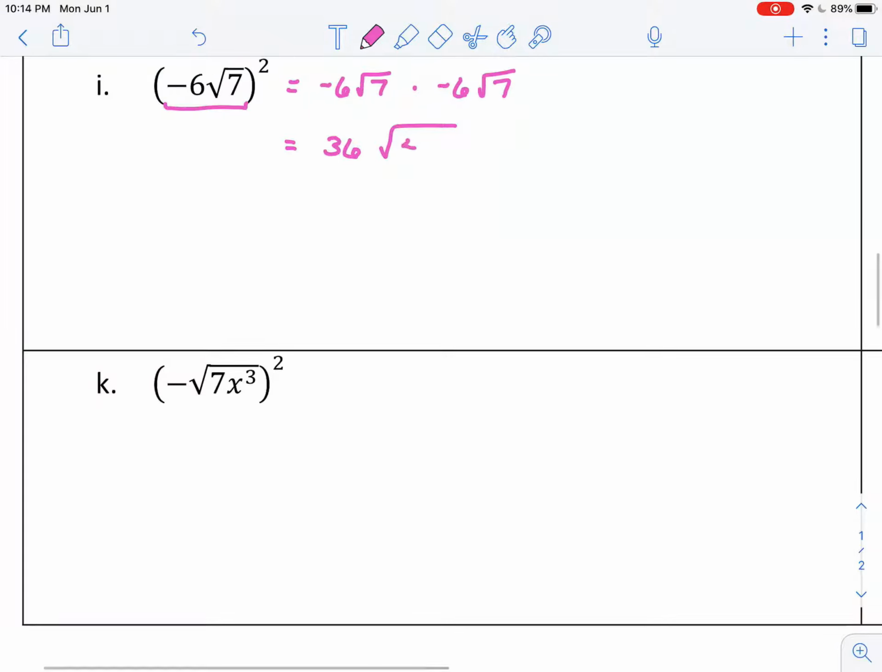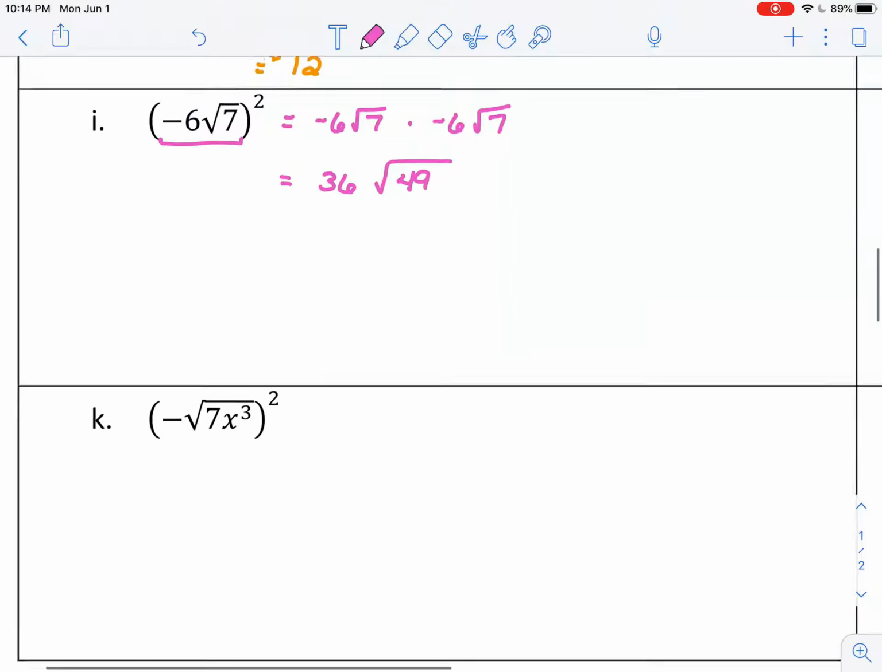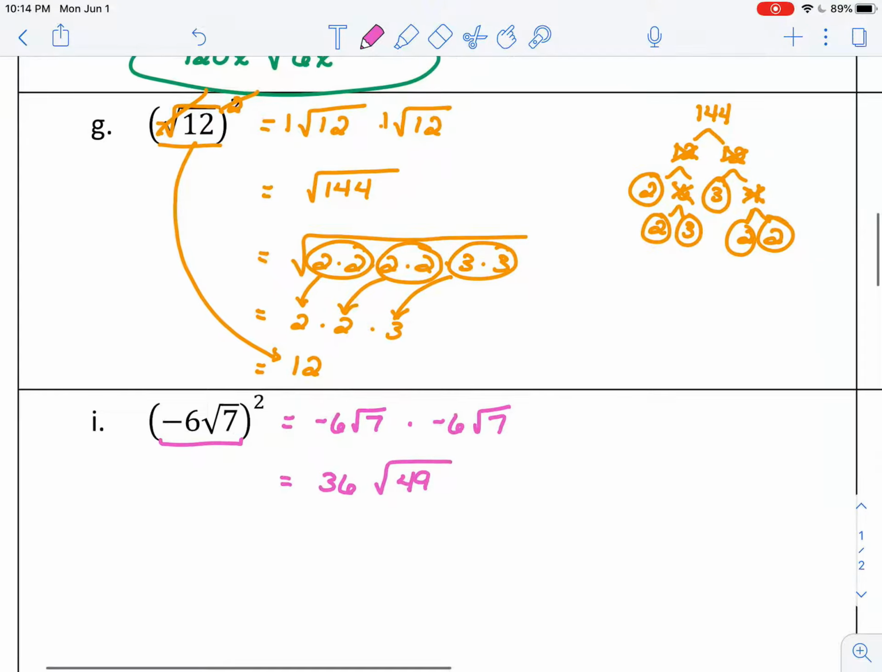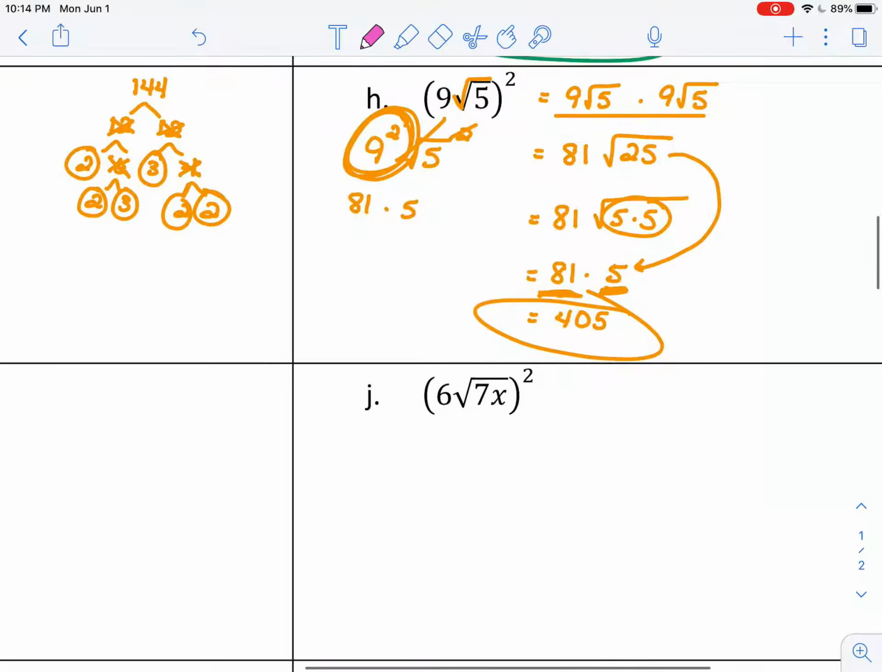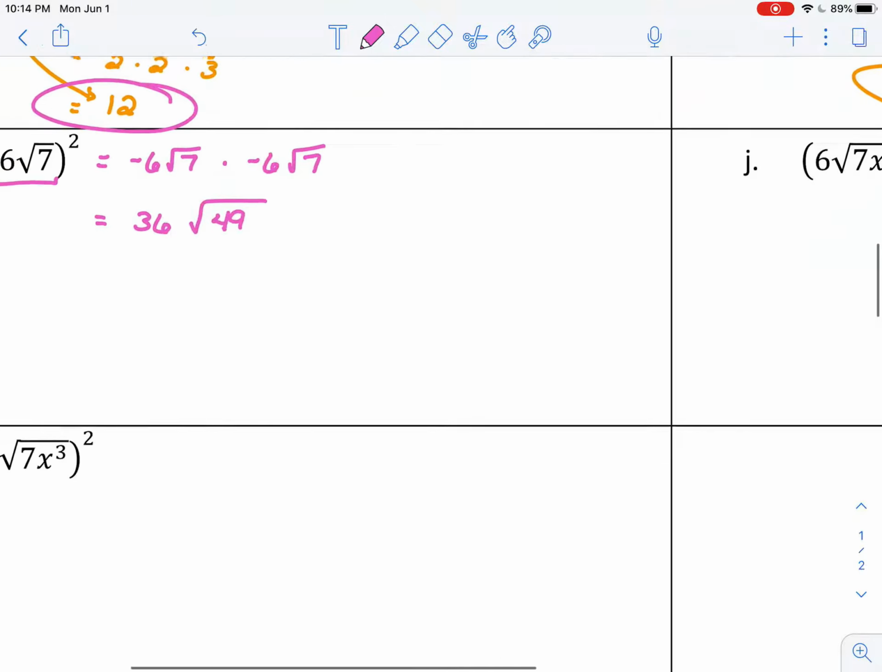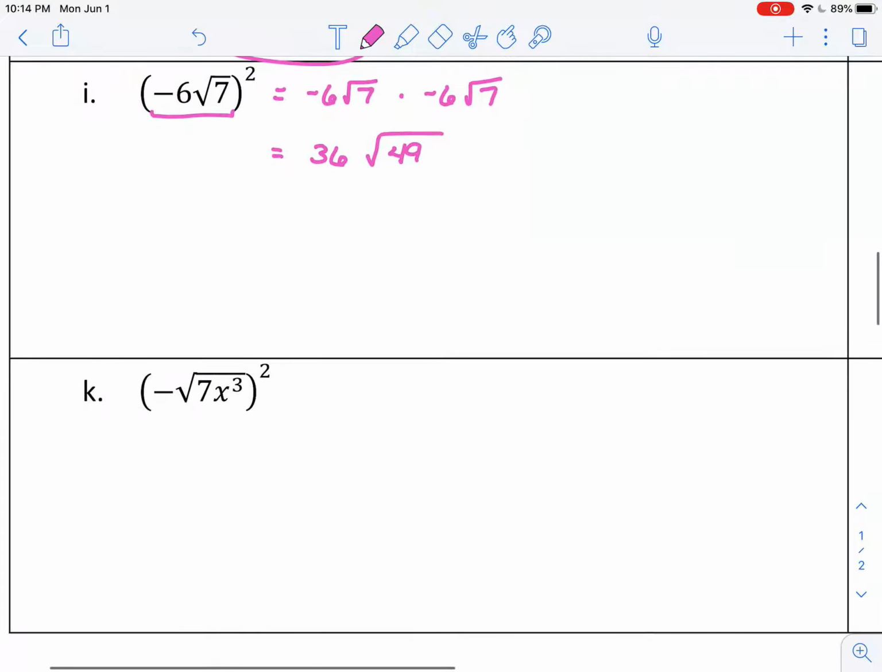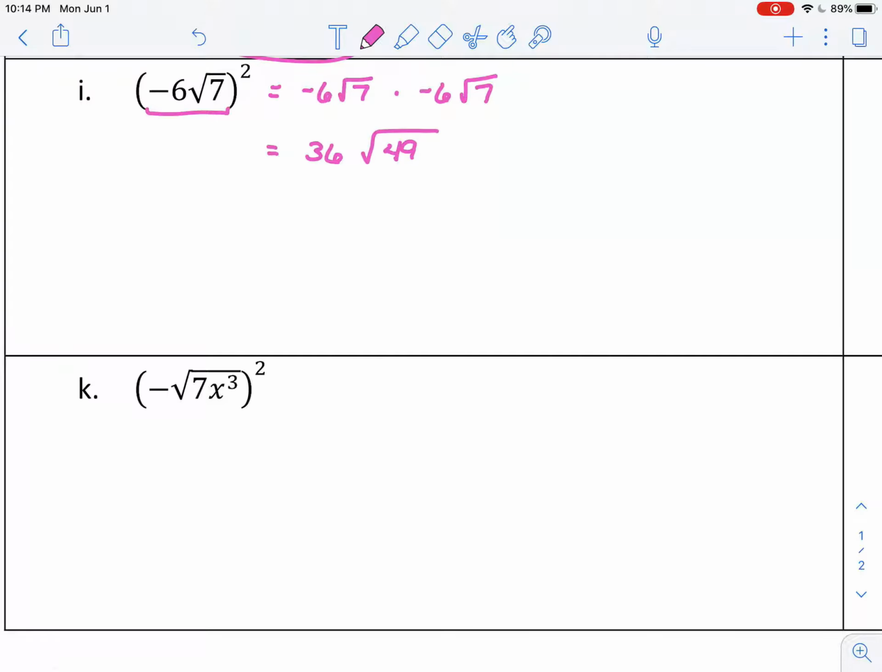The nice thing is, when you square, it's not a coincidence that on part G, we didn't have a radical in our answer. Part H, we didn't have a radical in our answer. We're not about to have a radical in this answer because radicals and squares cancel each other out. And we're going to see this here because this is a perfect square.